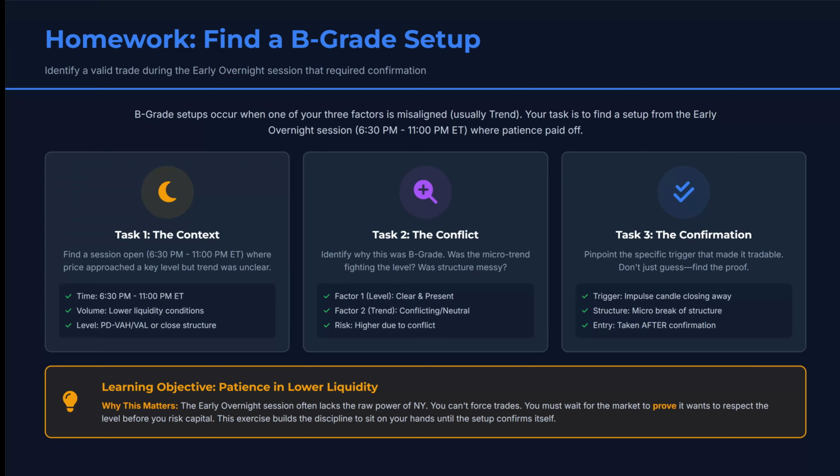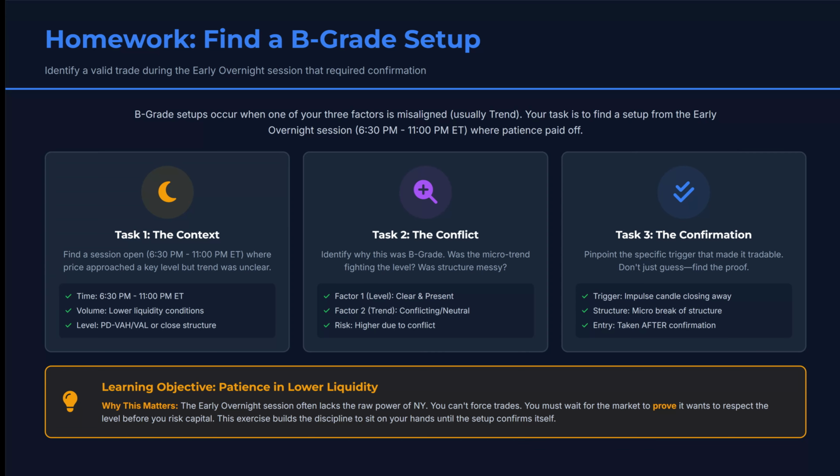The goal of this homework is to train your brain to recognize when patience is required. B-grade setups are not inferior, they're simply setups where conviction is lower due to environmental conditions like reduced liquidity or session timing. Understanding when to wait for confirmation is just as important as knowing when to enter aggressively.